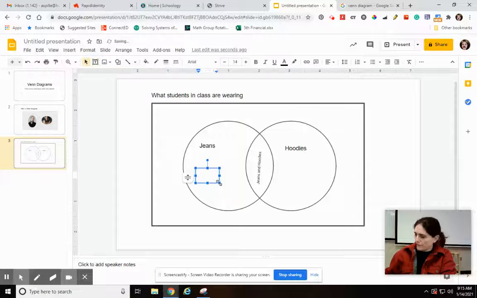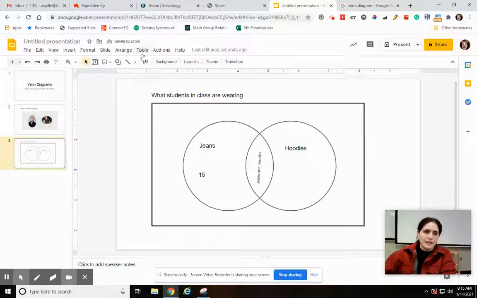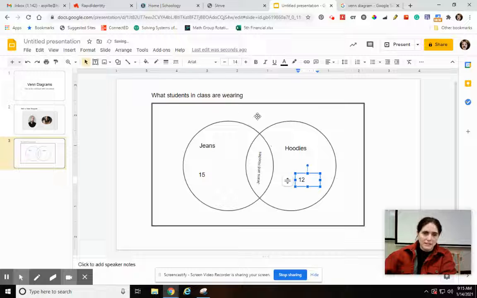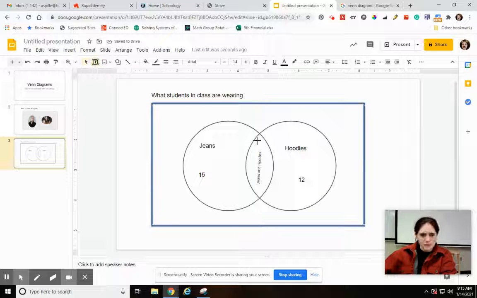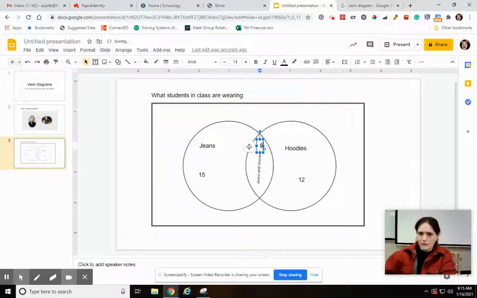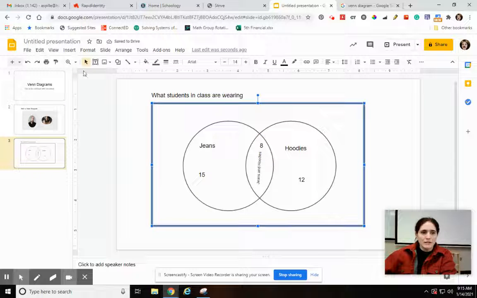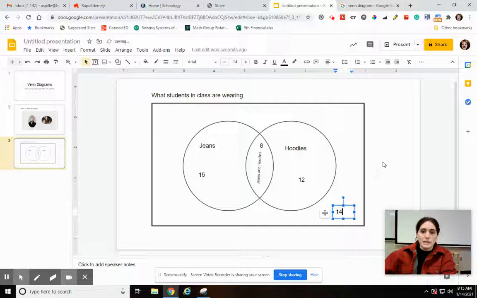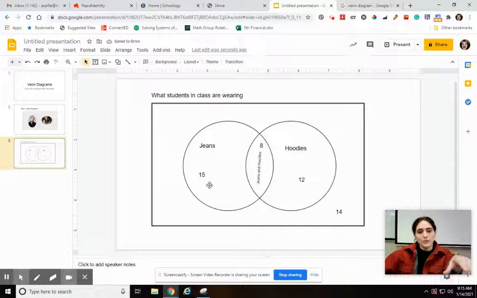So then, let's say there are 15 people wearing jeans. And let's say that there are 12 people wearing hoodies. And let's say that there are 8 people wearing both. And let's say there's this other number out here, and it is a 14. Okay, so what this all means is 15 people are wearing jeans but don't have hoodies on. 12 people have hoodies on but no jeans. 8 people have jeans and hoodies, and then 14 people don't have jeans or hoodies. So maybe they're wearing shorts and a t-shirt, or maybe they have leggings and a jacket.